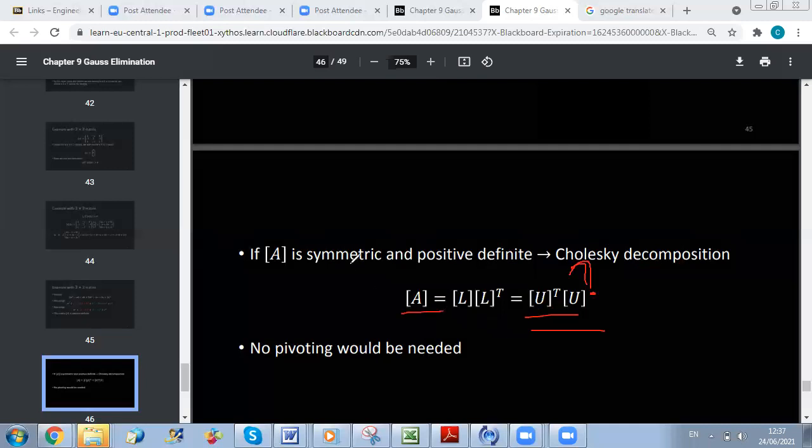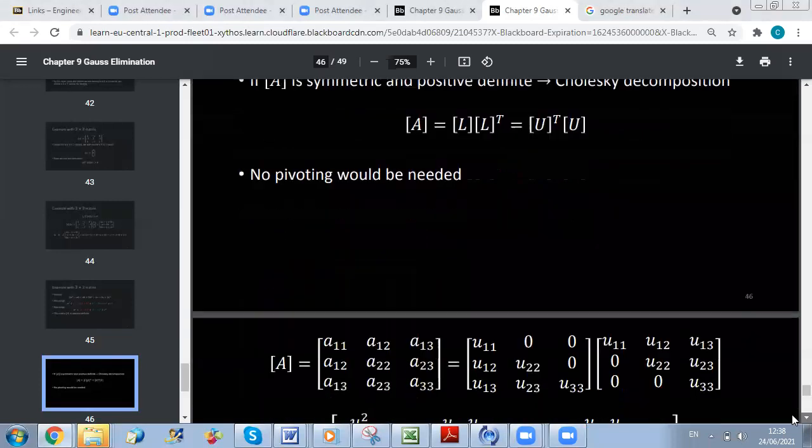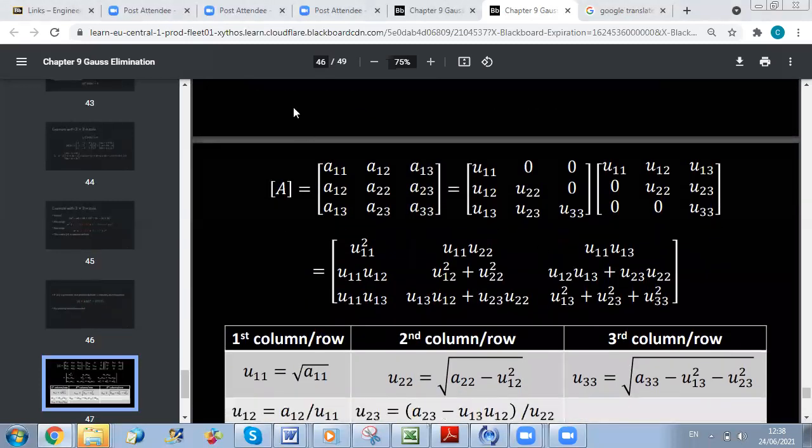You are not responsible for proving that when it's symmetric and positive definite, then we can apply Cholesky. We just tell you that whenever a matrix A is symmetric and positive definite, then we can apply Cholesky decomposition, and we can write it in the form of U transpose times U. Now, what will be the elements of U? We will derive it together. To find the elements of U, we will start from the definition of a matrix that can be used in Cholesky decomposition.